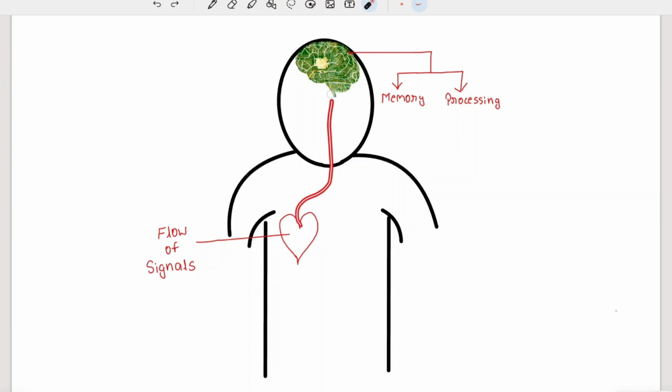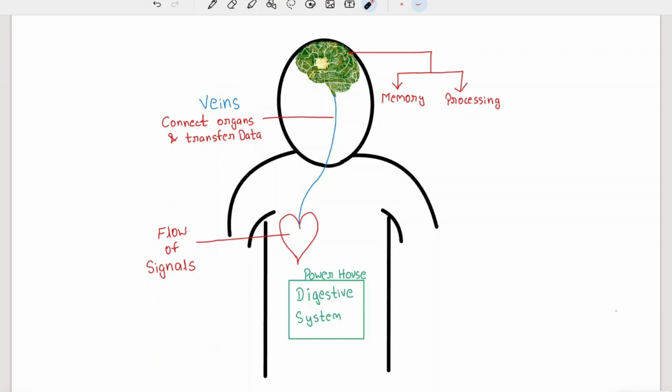And the work of this connection is done by our veins. These veins connect our organs to the heart and brain, which helps in the flow of signals or data. Here the heart, brain and other organs will need energy to do their work. They get energy from the digestive system. Now, if we look at heart, brain, digestive system and veins, these are the basic parts that can keep a human body alive, but still useless for doing any meaningful task.